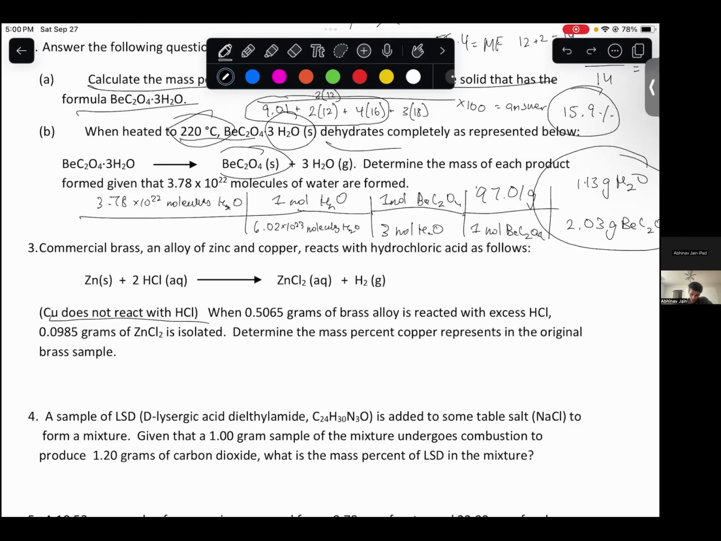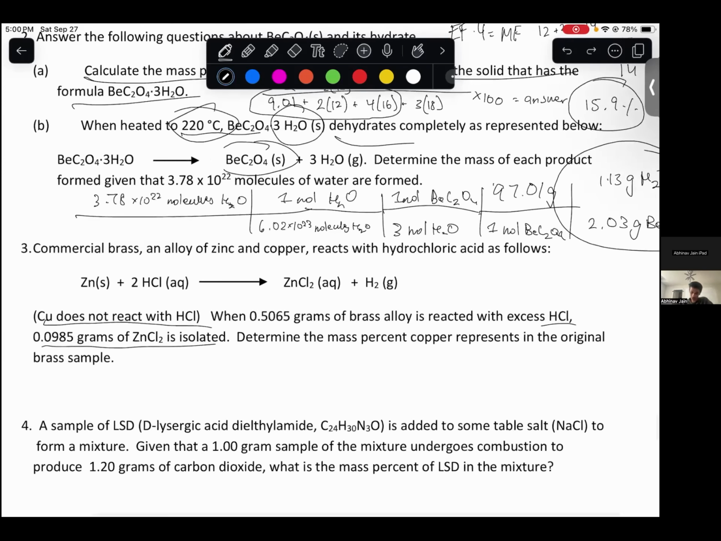It says excess HCl is used, and this many grams of ZnCl2 is isolated. So that means it's asking for the mass percent of copper in the original brass sample. This is similar to what you did in your lab, just with a slightly different reaction. Obviously, you used a precipitation reaction. This is more of a reaction where you're producing hydrogen gas and zinc and chloride ions.